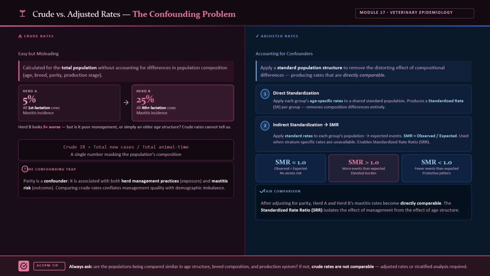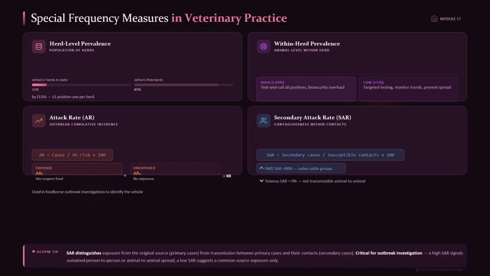So the habit I want you to build for the exam and for real field work, before you ever compare two rates, ask whether the populations actually match on age, breed, and production system. If they don't, crude rates aren't comparable. You need adjusted rates or stratified analysis.